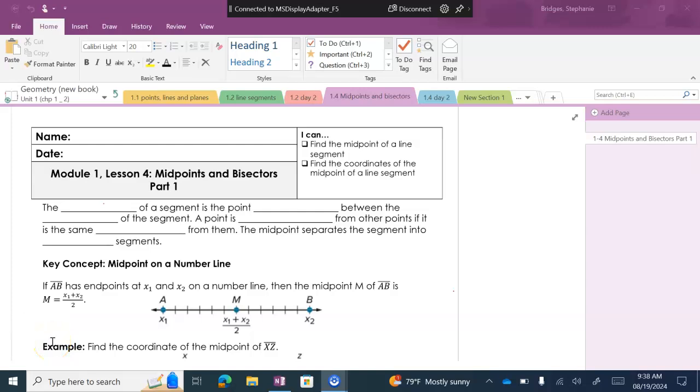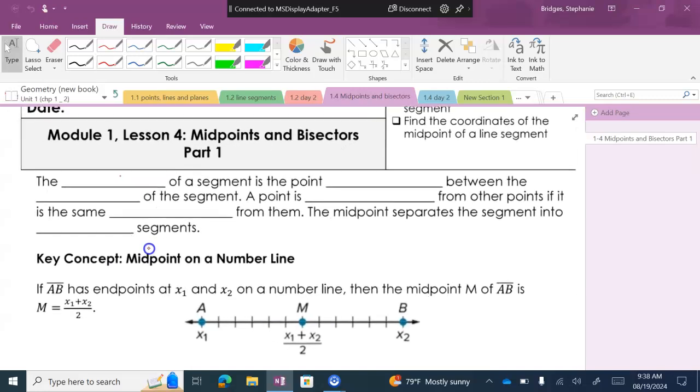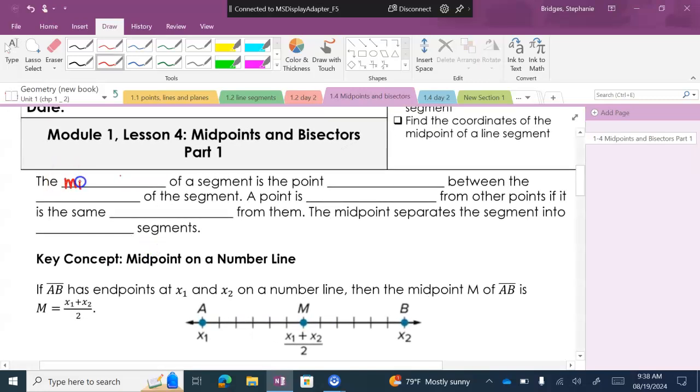We are going to be talking about midpoints and bisectors. What is a midpoint? Where do you think the midpoint is? In the middle, right? Okay, so the midpoint of a segment is the first one we're going to do. The midpoint is what we're filling in.